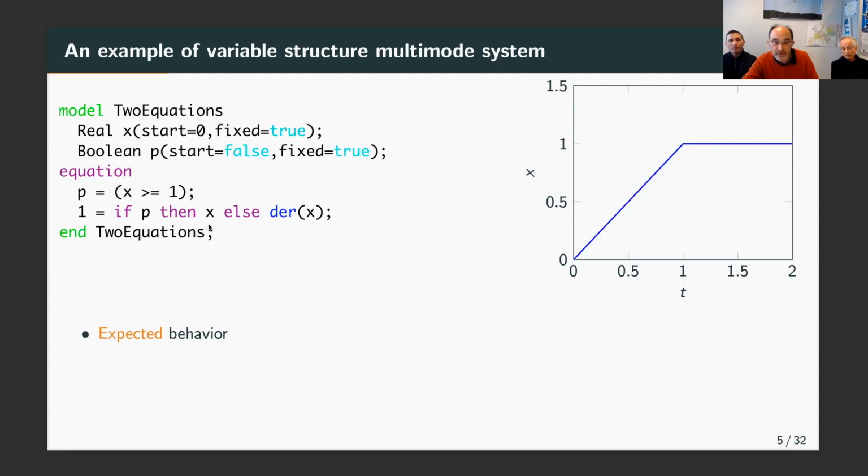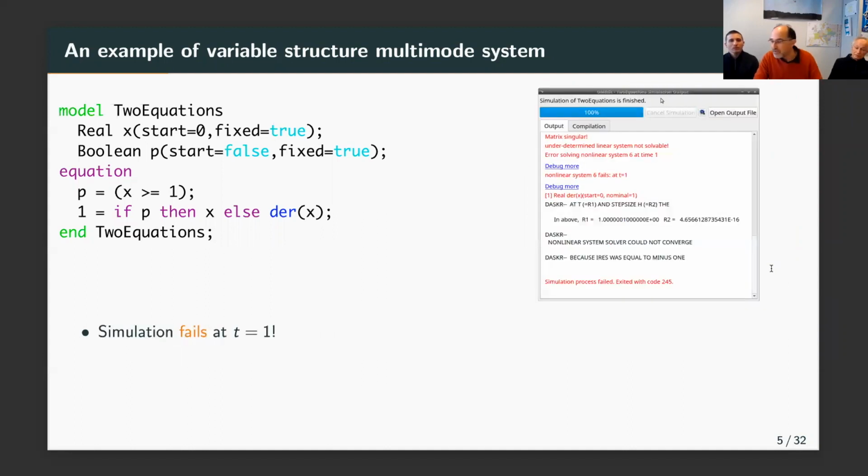So this model is perfectly fine. It is a fine Modelica model, and this is the expected behavior of the model. Let's see what you obtain with a state-of-the-art Modelica tool. So we have tried several of them, and we obtained the same phenomenon. And actually, you get an exception at time t = 1.